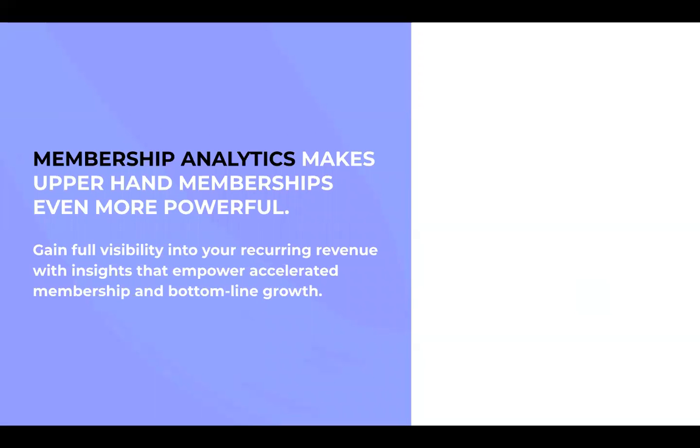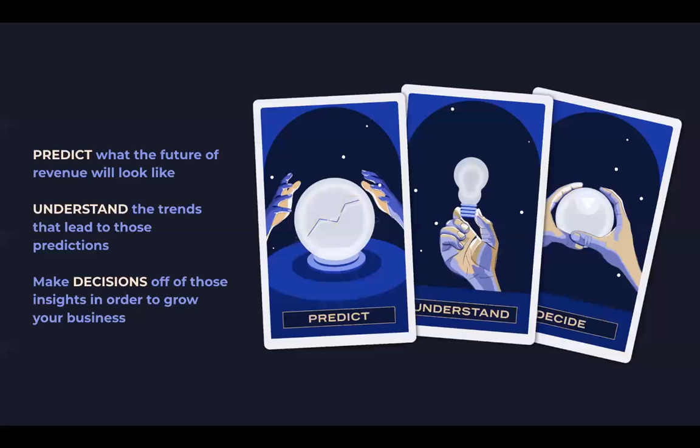Membership analytics makes Upper Hand memberships even more powerful by giving you the visibility that you need of your recurring revenue, with deeper insights to help accelerate your membership and your bottom line growth. To round it out a little bit too, the chart that you saw in our very first couple of slides that showed your monthly recurring revenue is a way for you to really visualize what that forecasted revenue is going to look like.